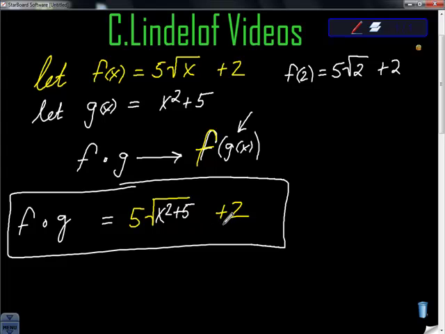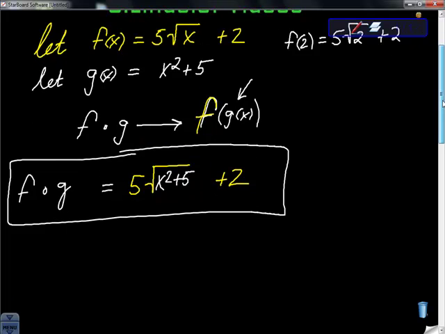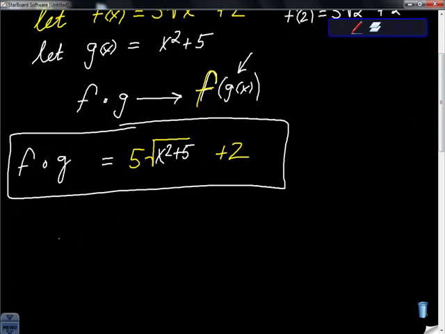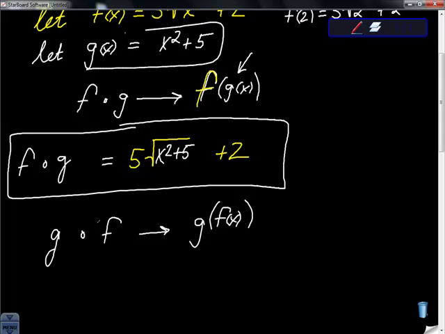Let's do the other part of this, which is g of f. So you could be asked to find g of f, which would translate into g of f of x. I would do it exactly the same way. I would write my g function. The g function up here is this one, and it says that we're going to have x squared plus 5.